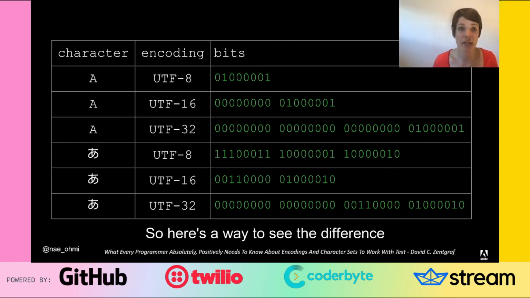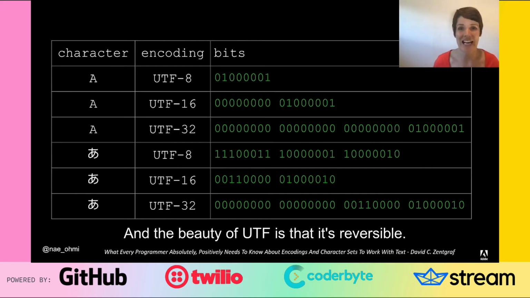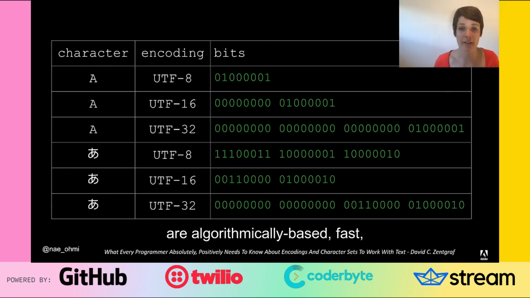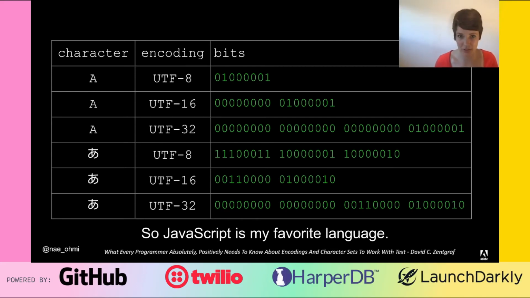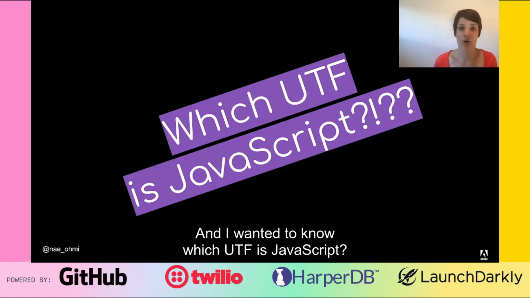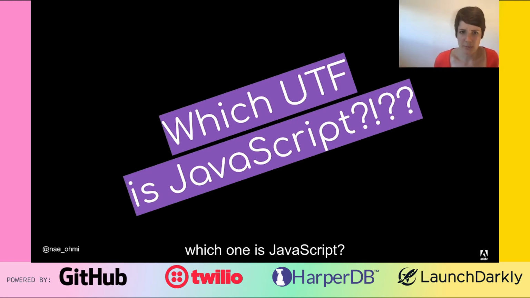So here's a way to see the difference between 8, 16, and 32. And the beauty of UTF is that it's reversible. So conversions between all of them are algorithmically based, fast, and support lossless round tripping. So JavaScript is my favorite language. And I wanted to know which UTF is JavaScript. You know, if it's React, Angular, Vue, Svelte, whatever, which one is JavaScript?